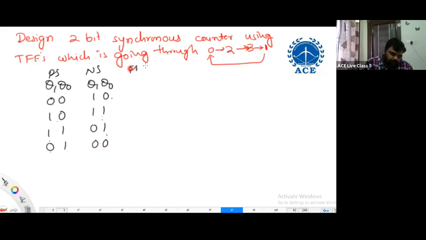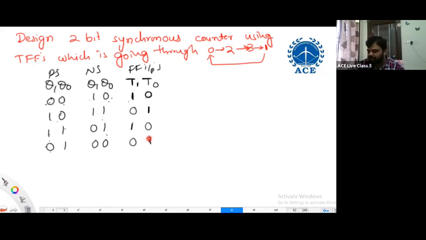Then flip-flop inputs T1, T0. Excitation for the toggle flip-flop: 0 to 1 is 1, 0 to 0 is 0. Complementing is 1, same is 0. 0 to 0 means same, 0; 0, 1 to 1 same, 0; 0, 0 to 1 complementing, 1. Next again, 1 to 0 complementing, it is 1; 1 to 1 it is same, 0; 0 to 0 it is 0; 1 to 0 it is 1. I hope you are able to write excitation easily. State is changing, T is 1. State is not changing, same, then it is 0.